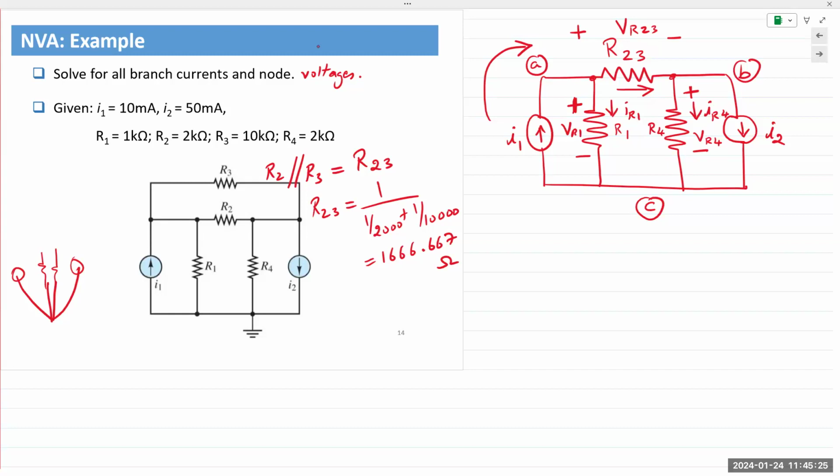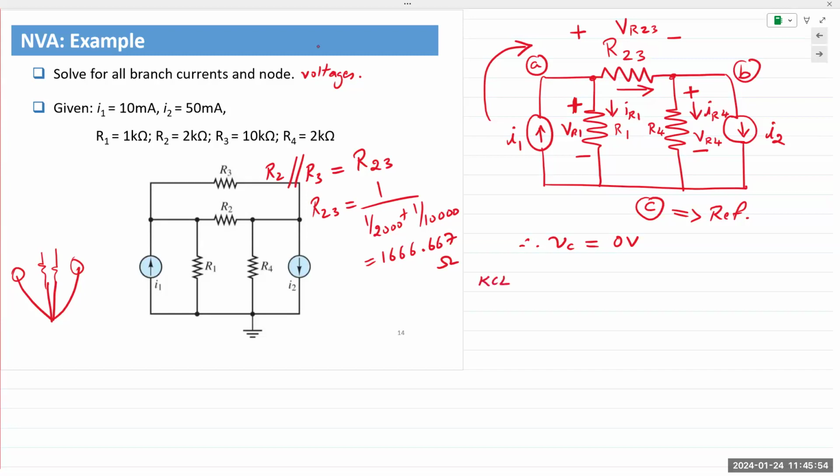I'm going to choose C as my reference, and therefore VC is automatically 0. You could choose node A or node B as your reference, and then in those cases, VA or VB would be equal to 0, respectively. Okay, since I chose C as my reference, VC is equal to 0.